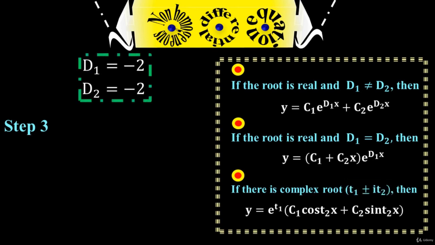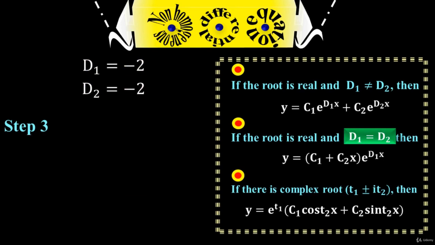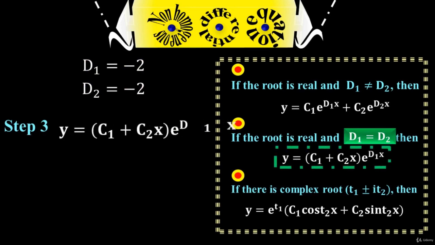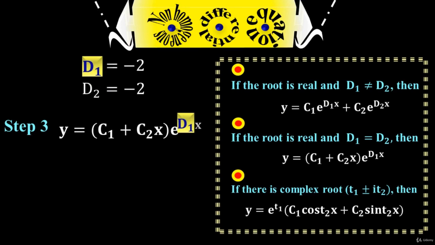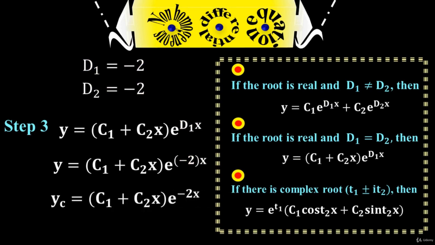Now look at here. My d sub 1 equals minus 2 and d sub 2 is also minus 2. So d sub 1 equals d sub 2, and therefore I'm going to pick this equation. Y equals c sub 1 plus c sub 2 times x, into e to the d sub 1 x. Substitute the value of d sub 1, which is minus 2, and solve it further. This is the final complementary solution: y sub c equals c sub 1 plus c sub 2 times x, into e to the minus 2x.